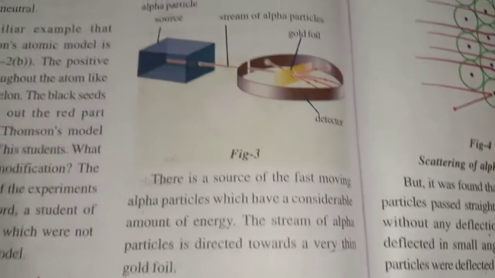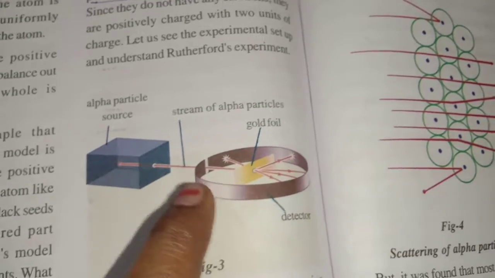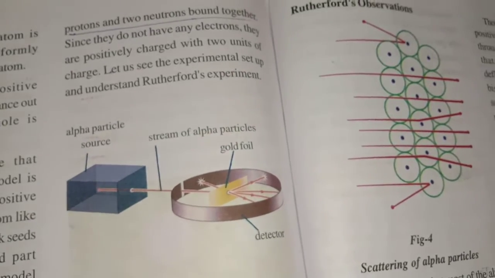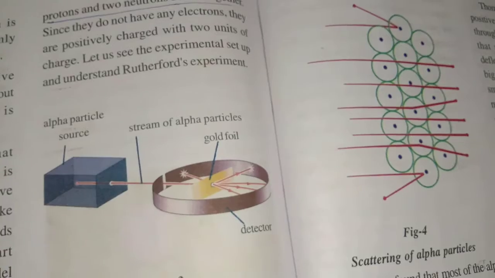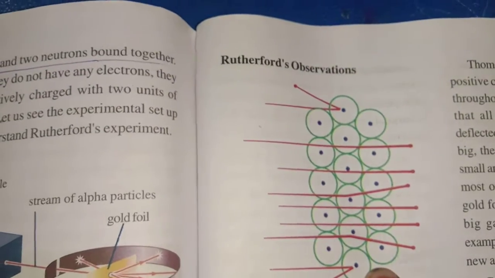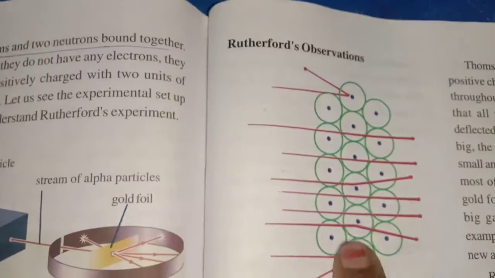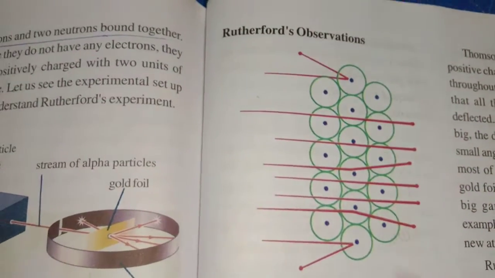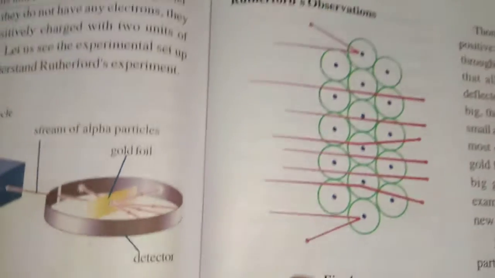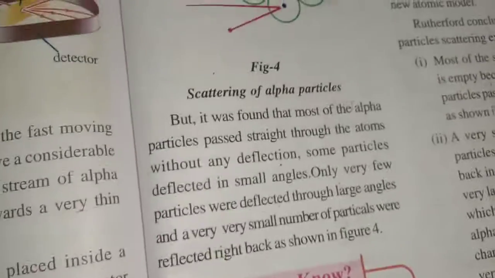What he thought was that when the rays hit the gold foil, they would be deflected backwards. But what is happening here? You can see that when the particles hit the gold foil, almost all of them move in a straight line. Only some are deviating, one or two. So what did he think?